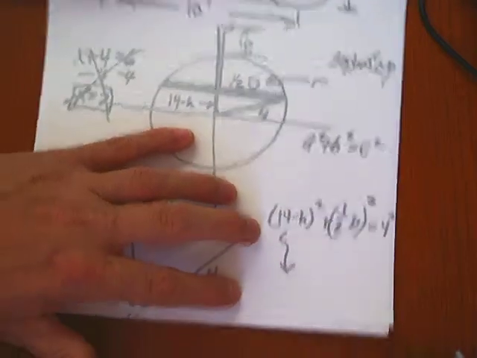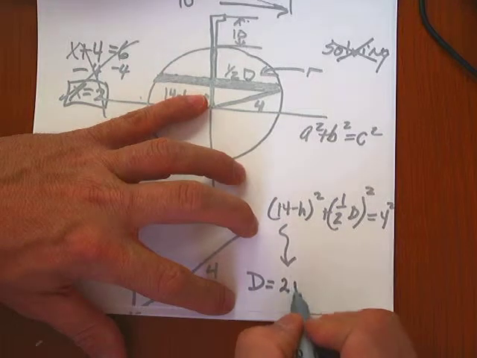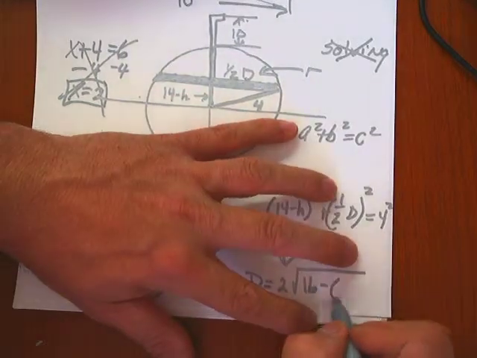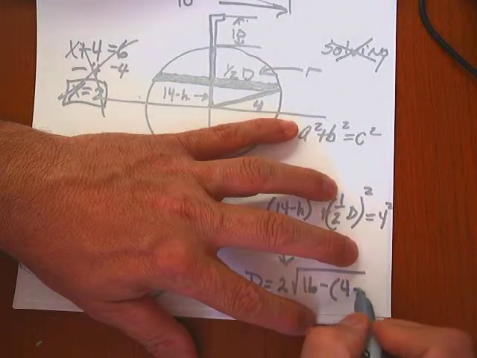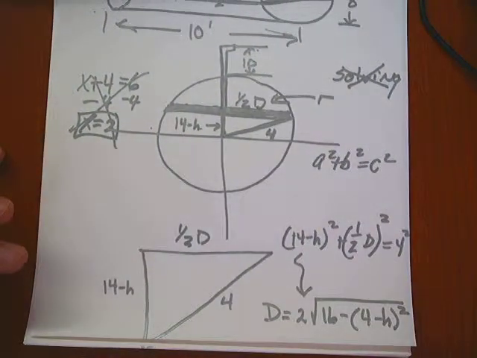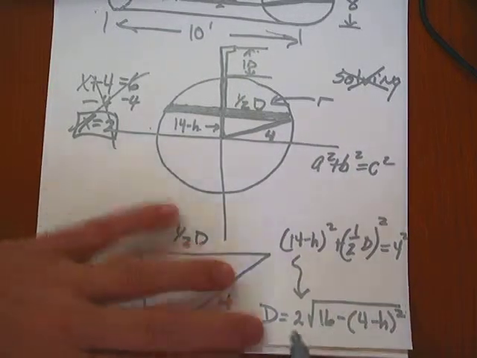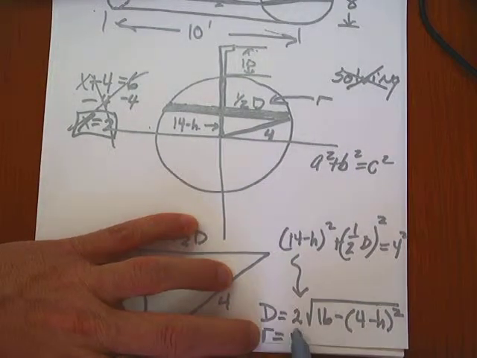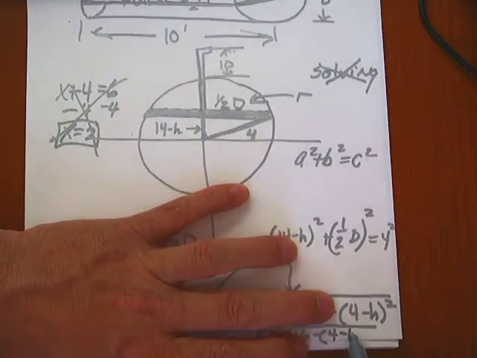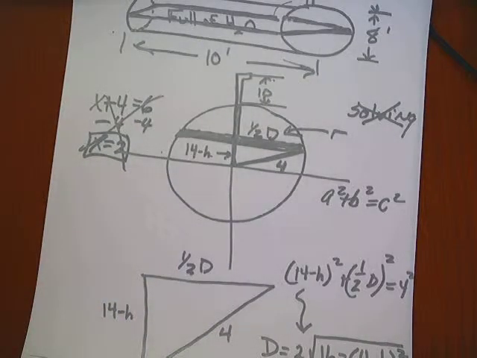And when you work that out and solve for d, I'm just going to draw a squiggle here, you can do the algebra. D is equal to 2 times the square root of 16 minus parentheses 4 minus h squared. And that is your d. Now, of course, radius, you divide that by 2, so radius is equal to the square root of 16 minus parentheses 4 minus h quantity squared.